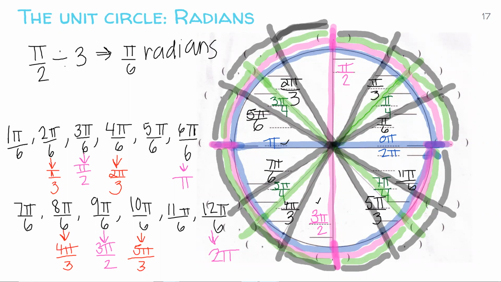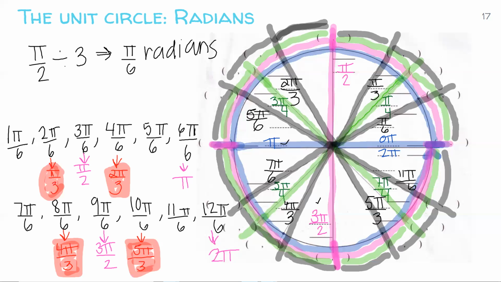So 2 pi over 6 becomes this brand new value pi over 3. 3 pi over 6, we already had pi over 2. 4 pi over 6 becomes 2 pi over 3. 5 pi over 6 stays. 6 pi over 6 is just pi. 7 pi over 6 stays. 8 pi over 6 is a new increment, 4 pi over 3. 9 pi over 6 is 3 pi over 2. We already had that. 10 pi over 6 reduces to 5 pi over 3. 11 pi over 6 stays, and 12 pi over 6 reduces to 2 pi.